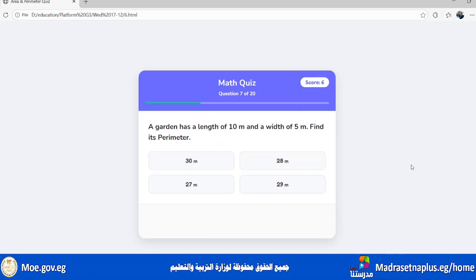Great. Your turn, Michael. You need to help me. A garden has length of 10 meters and width of 5 meters for dimensions. Find its perimeter. This looks like a rectangle, yeah. A garden is a rectangular shape. Length and width. 10 and 5 plus 10 and 5, it will be 15 and 15. That means 30 meters for the perimeter, yes.